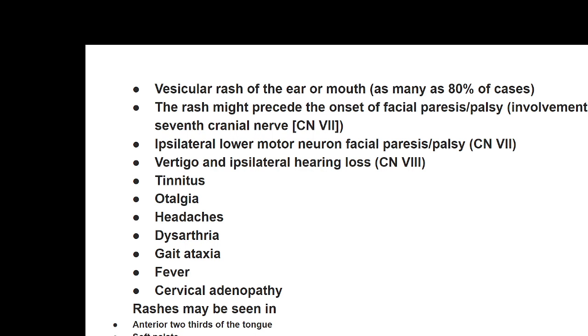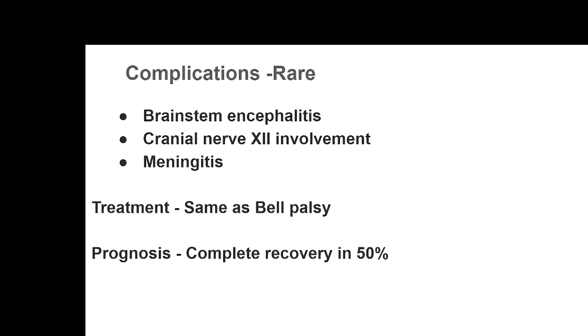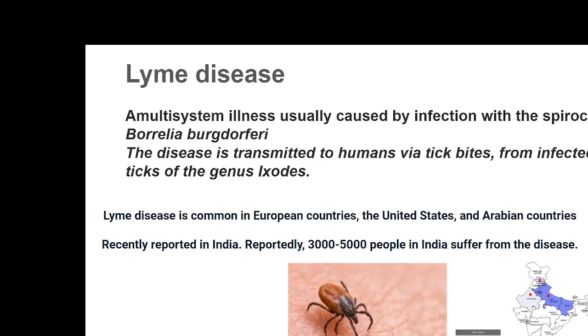Rashes may be seen on the anterior two-thirds of the tongue, soft palate, external auditory canal, or over the pinna also. These are the areas which you have to examine. Complications are comparatively rare, but whenever they occur, they may present as brainstem encephalitis, cranial nerve involvement, or meningitis. In prognosis, complete recovery occurs in more than 50% of patients. Treatment protocol, there is no difference, the same as Bell's palsy. From the Ayurvedic point of view also, the cases which we see would be very rare. But in one or two cases which I have seen, they responded to the same protocol of treatment and the response is good. That's about one of the conditions.